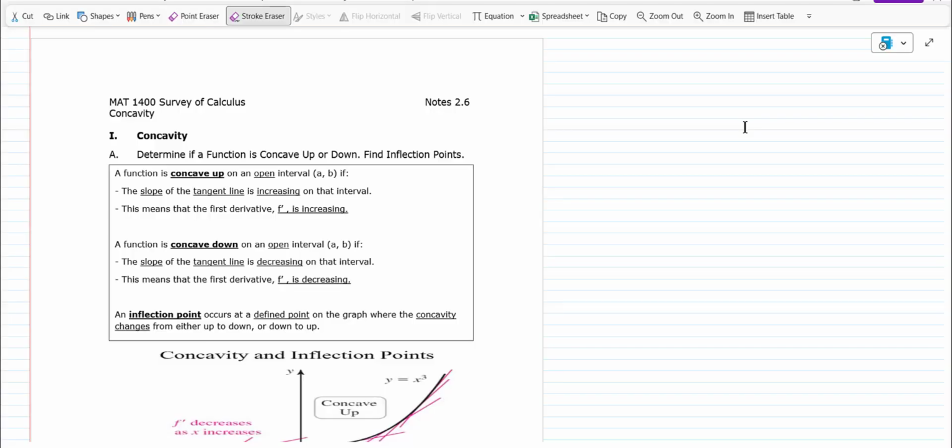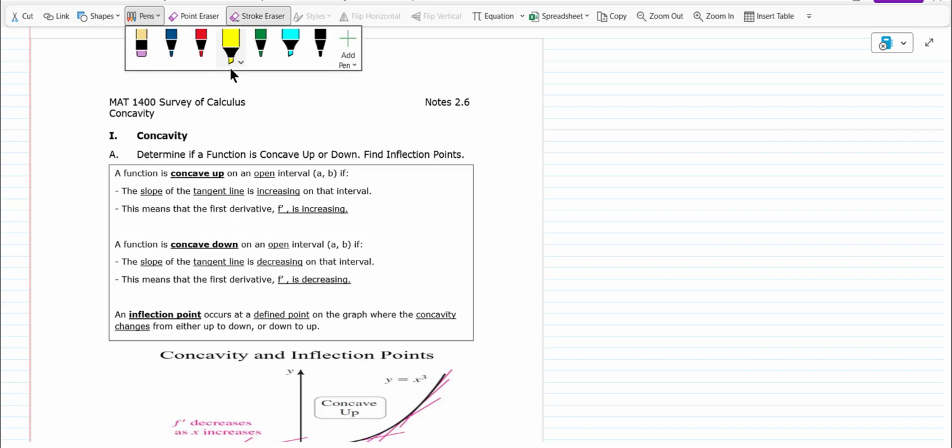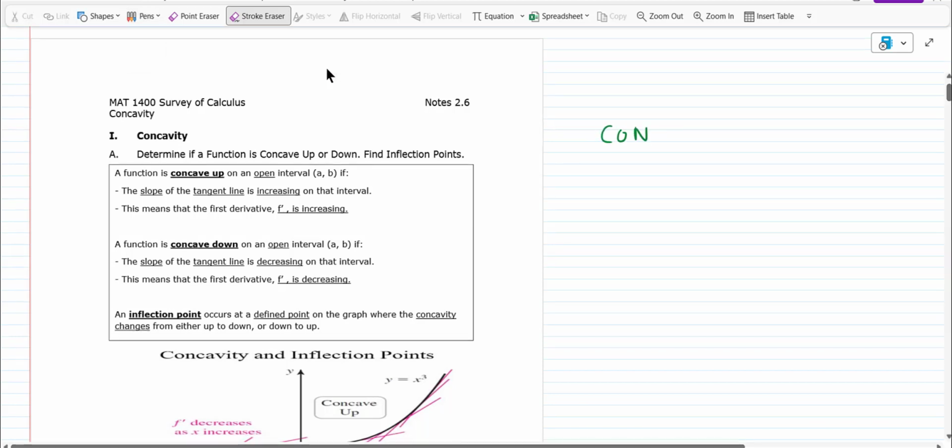Let's start with the basic idea on this. Concavity is talking about a certain type of shape that a graph looks like. Just to start you with the idea, where you hear the word concave is usually with a mirror or a lens. A concave mirror typically looks like this.